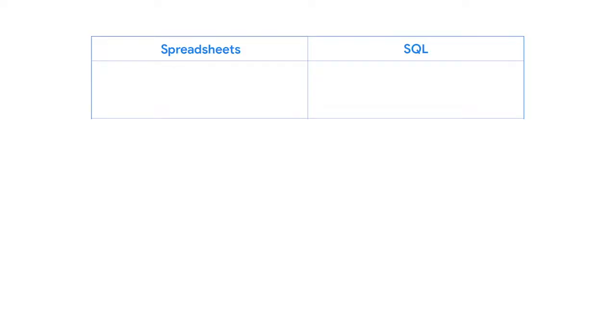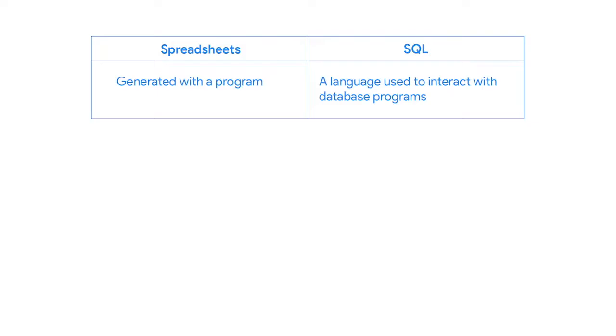Next, let's talk about how spreadsheets and SQL are different. First, it's important to understand that spreadsheets and SQL are different things. Spreadsheets are generated with a program like Excel or Google Sheets. These programs are designed to execute certain built-in functions. SQL, on the other hand, is a language that can be used to interact with database programs like Oracle MySQL or Microsoft SQL Server. The differences between the two are mostly in how they're used. If a data analyst was given data in the form of a spreadsheet, they'll probably do their data cleaning and analysis within that spreadsheet.